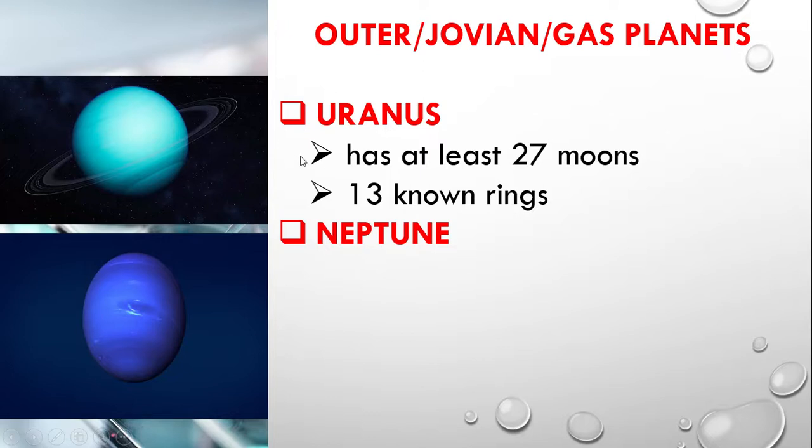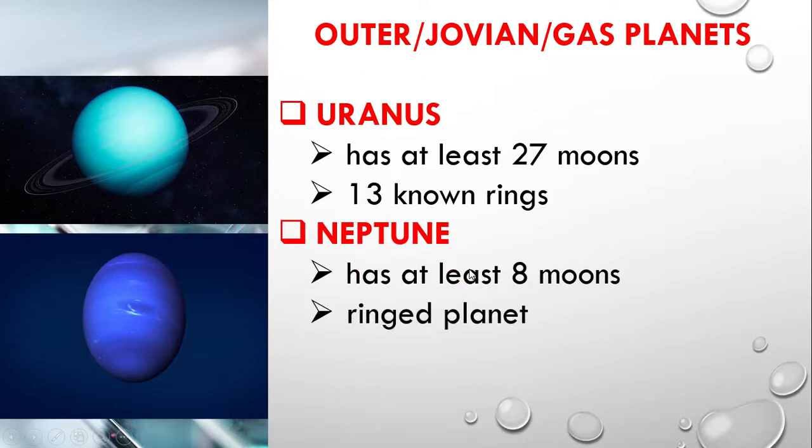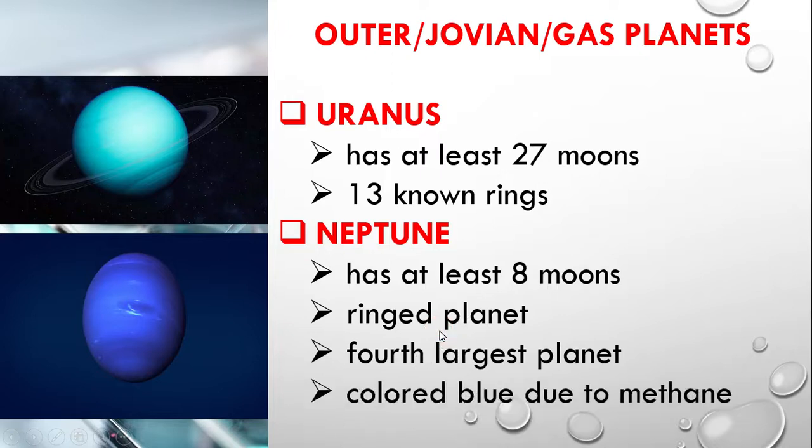Okay? So next with Uranus is the last planet in our solar system, in which we call Neptune. Okay, Neptune has at least 8 moons. It is still a ring planet. Again, yung ring ni Neptune is not dense compared to Saturn. Okay, so it is the fourth largest planet in the solar system, and it is colored blue due to the hydrocarbon na methane, no, very rich in methane si Neptune.